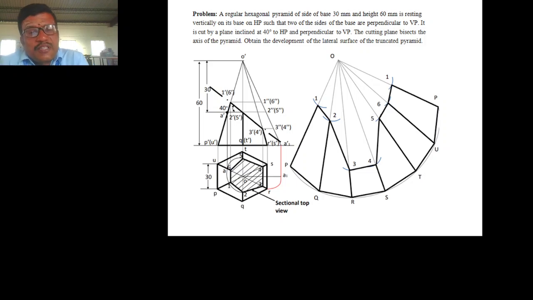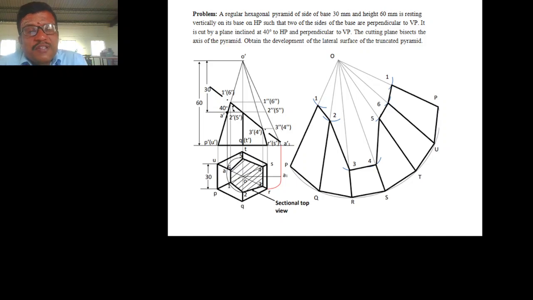So now coming to the front view, draw the section plane. The section plane is mentioned that it is inclined 40 degree to HP and perpendicular to VP. It bisects the axis of the pyramid. So the axis overlaps with the line O dash and Q dash. Now measure that is 60. At 30, mark the point. Then from that point, draw a line 45 degree. That is your section plane.